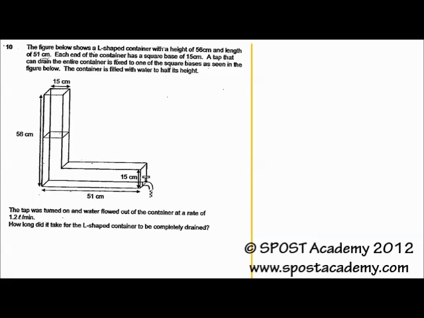The figure below shows an L-shaped container with a height of 56 cm and length of 51 cm. Each end of the container has a square base of 15 cm. A tap that can drain the entire container is fixed to one of the square bases as seen in the figure below. The container is filled with water to half its height.